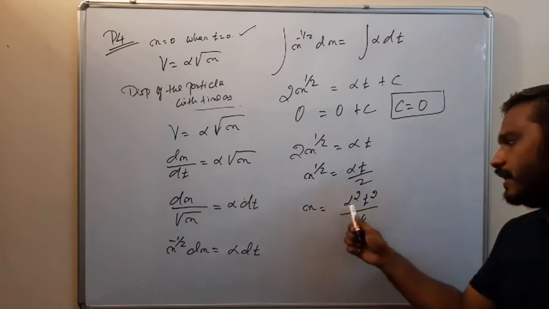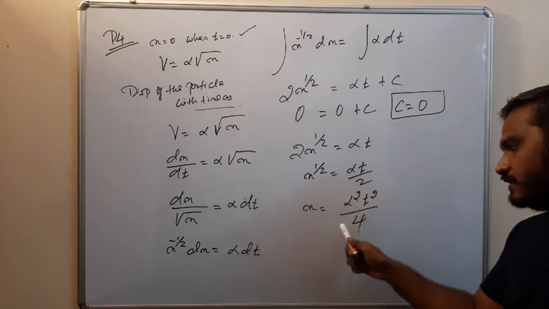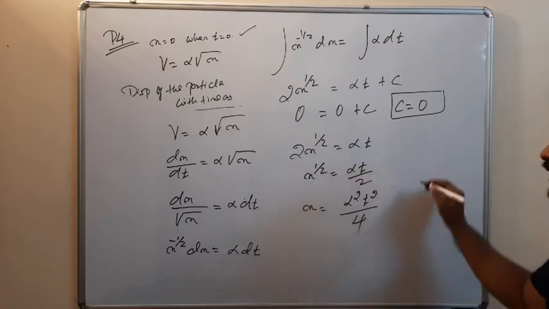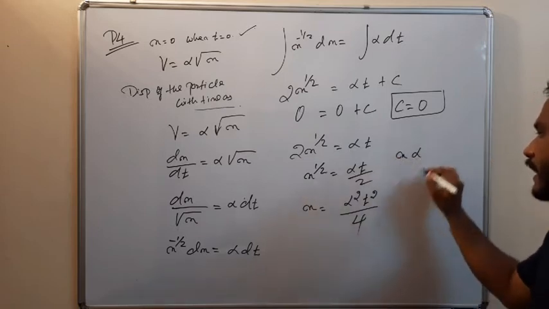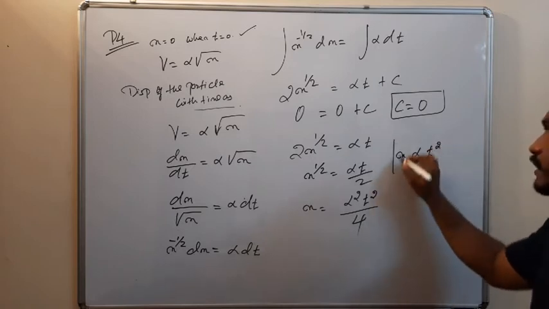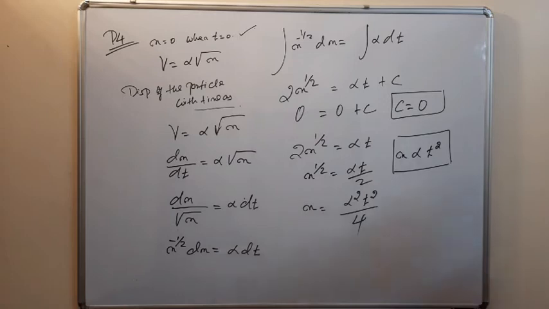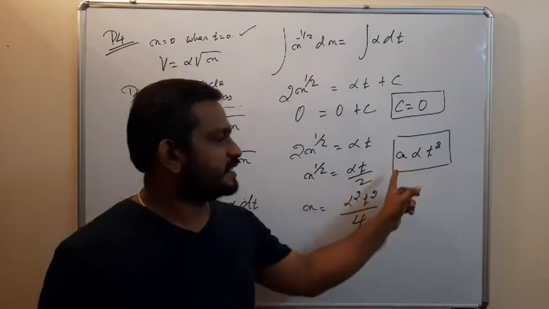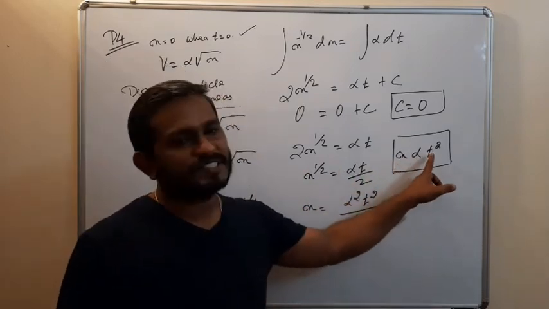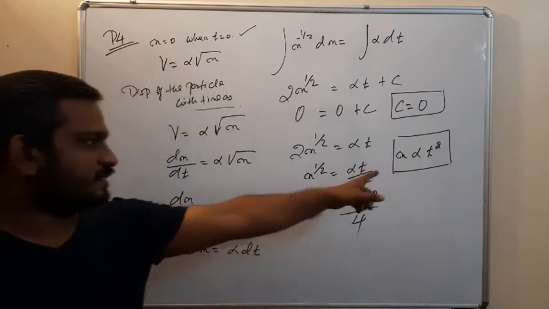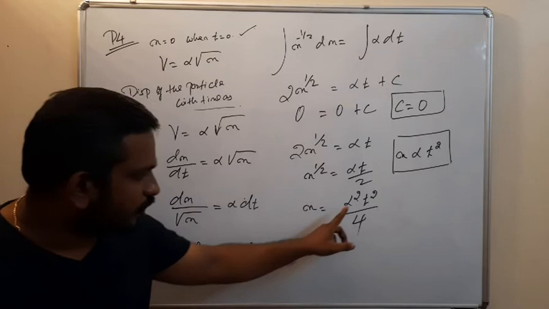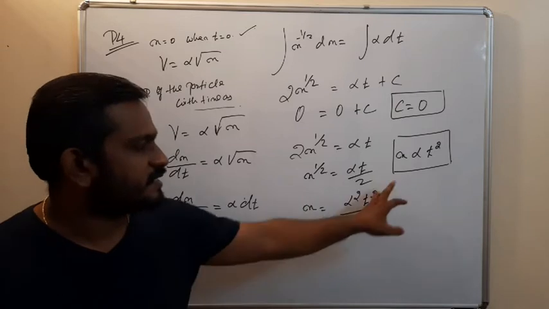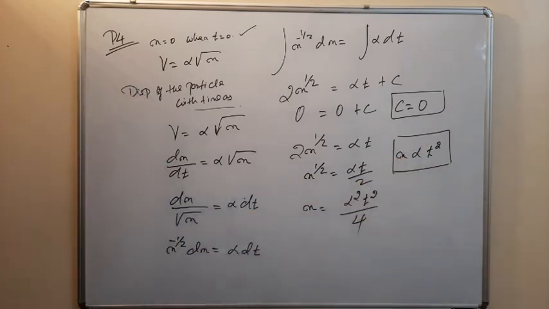Here alpha is a constant, so alpha square is constant, and 4 is constant. So x is equal to some constant into t square. From that we can write that x is directly proportional to t square. So the relation between displacement and time is that displacement is proportional to the square of the time. x is equal to alpha square by 4, a constant, into t square. So that is the answer.